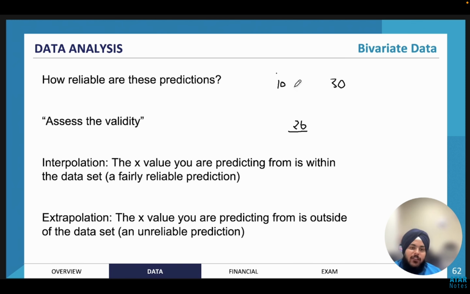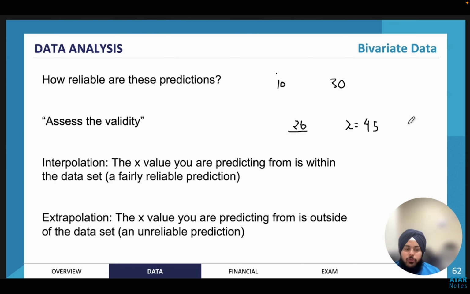So in this case, as the variable is between 10 and 30, this is actually going to be termed interpolation, where we're essentially predicting a value within the data range. However, if the x variable is greater, so let's say we're trying to predict what the y variable is going to be when x equals 45, we can still determine what the value is going to be.